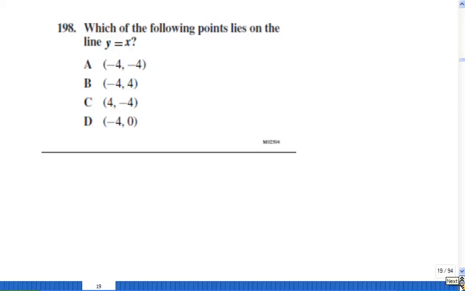One more. Which of the following points lies on the line y equals x? Well, we already did a problem like this. y should equal x. A is the answer, right? And anything else will not be good.